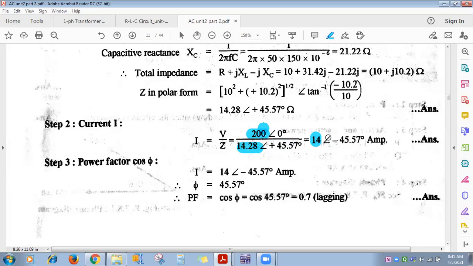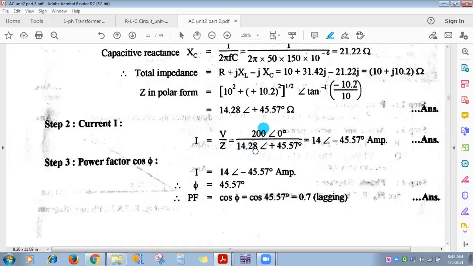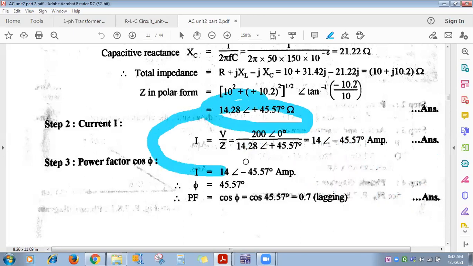But if options given to you are in polar form, first option 14 at an angle of minus 45.57 degrees, second option 14 at an angle of plus 45.57 degrees, then compulsorily you have to do the calculations in polar form. Okay, so you have total voltage divided by total impedance. Total impedance you have in polar form. As it is, you write it here. Now, what will be the voltage? If nothing is given, then consider voltage as a reference.